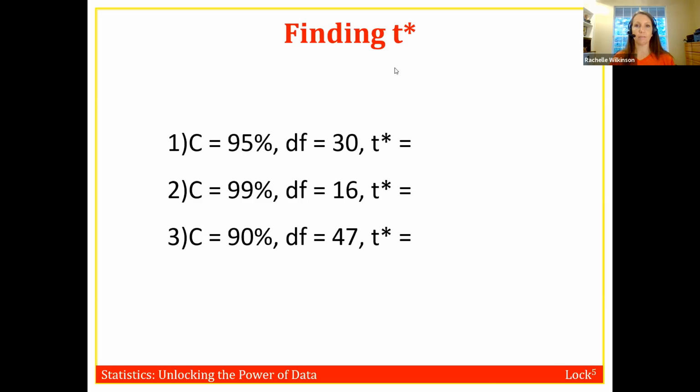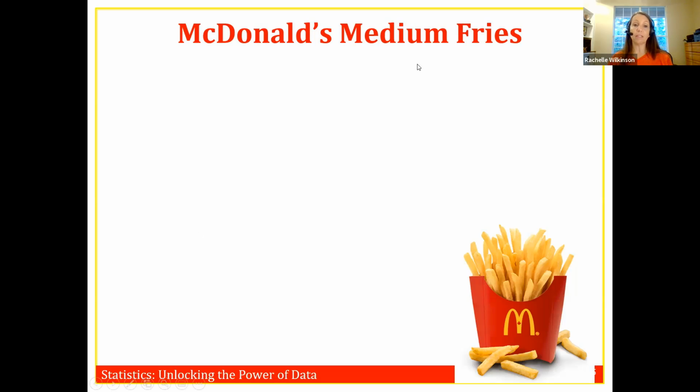On this exam, you are going to be able to access StatKey during the exam. So I'm going to have a link to StatKey inside the exam, and I'm going to give you permission to be able to go to StatKey during the exam. So you can find your T star using StatKey on the exam.